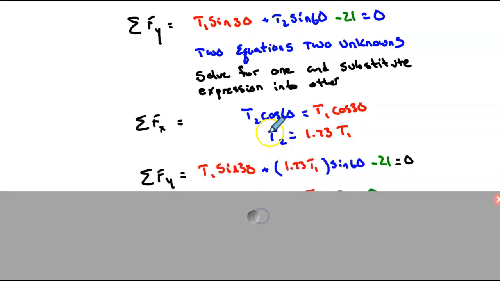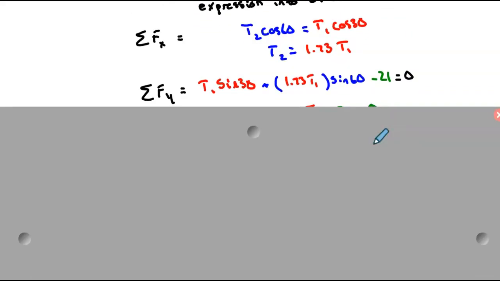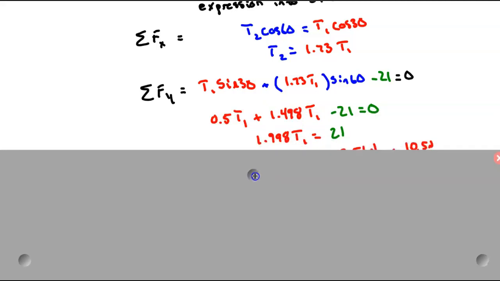Now we can use that in the y equation, okay? So right in here, where T2 is, right in the top of T2 sine 60, I'll substitute this expression in for my T2 right here, 1.73 T1. All right? So again, just being very careful and laying things out in a way that reduces my chance of making an algebra mistake. So when I multiply the 1.73 by sine 60, I get the 1.498.